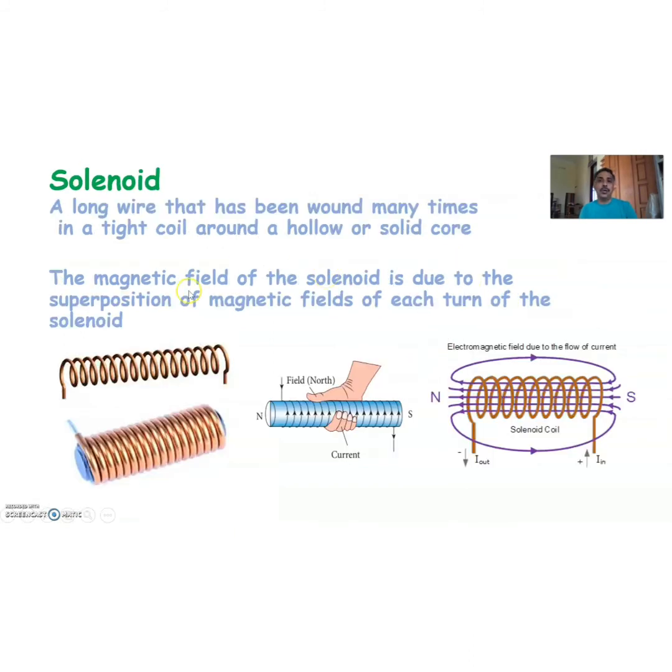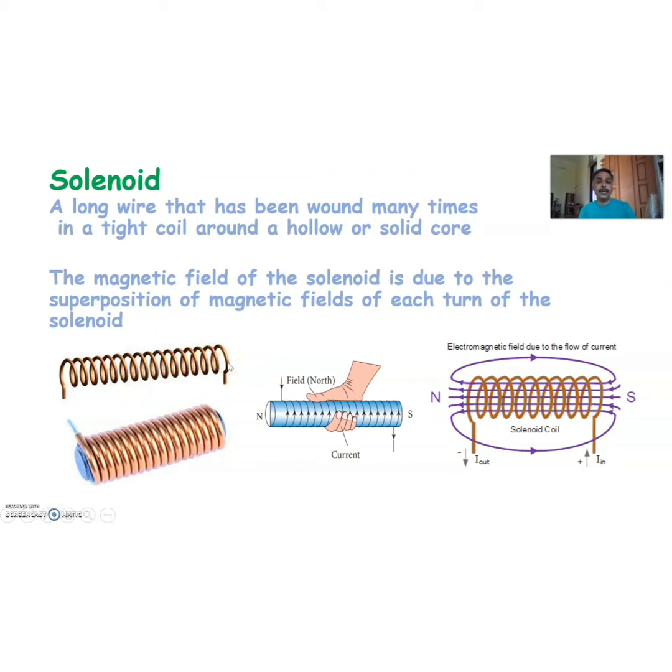Now we see what is a solenoid. A long wire that has been wound many times in a tight coil around a hollow or a solid core is called a solenoid. A long wire that has to be wound many times. So this is the arrangement. A long wire that has been wound many times. Right? This is a helix or helical in shape, right?